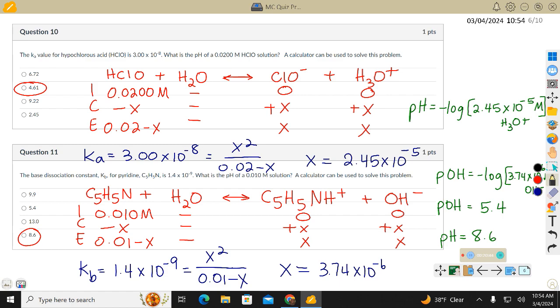10 and 11. Pull out the calculator, set up some ice tables. Let's go. We've got the Ka for hypochlorous acid, and we want to know the pH of a 0.02 molar solution. Sometimes people say that the hardest part of these is writing an equation. Often you're given equations, especially in free response style questions, but even multiple choice often gives you the equation because they don't want you to get this wrong because you wrote the wrong equation.